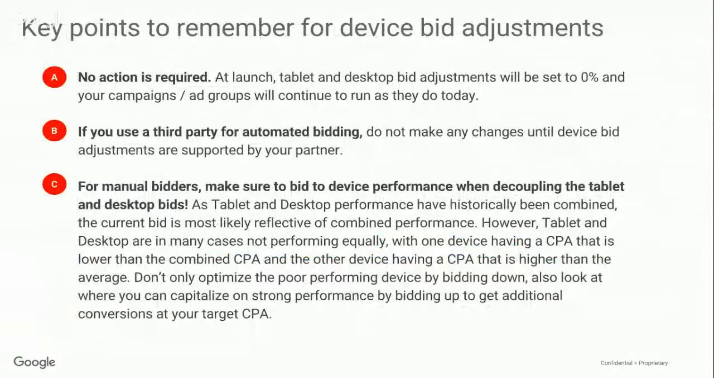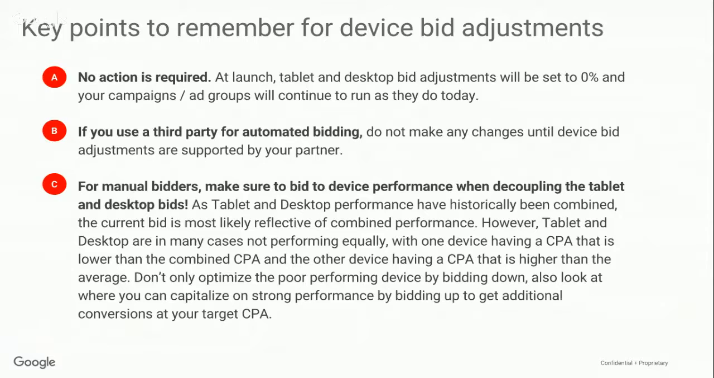Cool. And the last slide on device bid adjustments, just key points to remember when we are optimizing. So first off, at launch, no action is required. What will happen is your campaign level bid will be device agnostic, and your existing mobile bid adjustment will only be applied to your mobile traffic. Tablet and desktop will begin at 0%, which is where they were. Therefore, you will not run any risk of changes to performance.